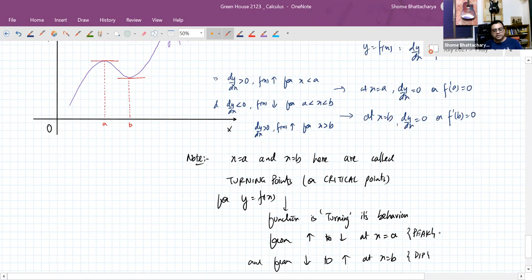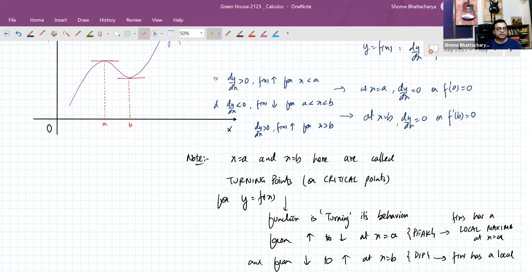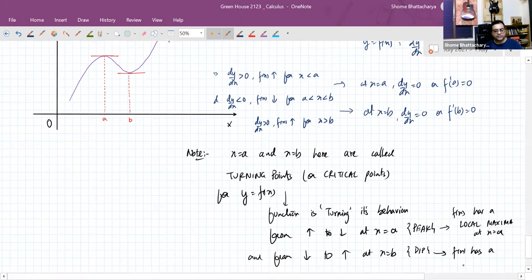So when we have a peak point, it is also called a point of local maximum. So we say that f(x), the function, has a local maximum at x equal to a. And when it has a dip point like this in the graph, we say that the function has a local minimum. So I'll explain in a moment why we use the term local over here. Maximum, minimum, you would have guessed, it has to do with the fact that it reaches a maximum value or a minimum value. But why we use the term local, I'll explain with examples. Okay.